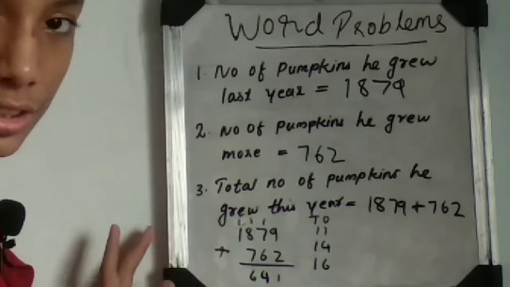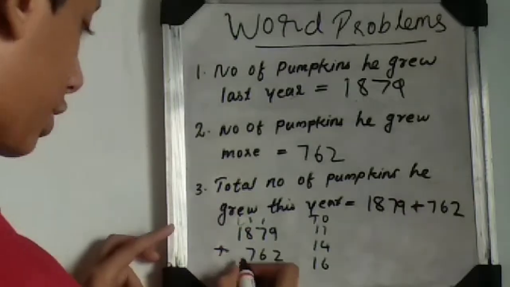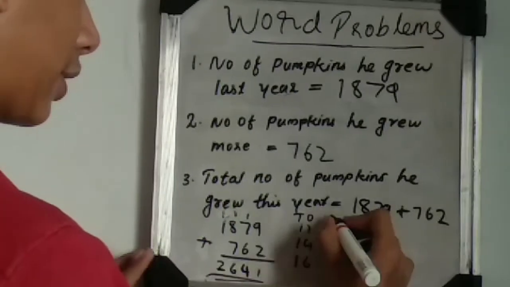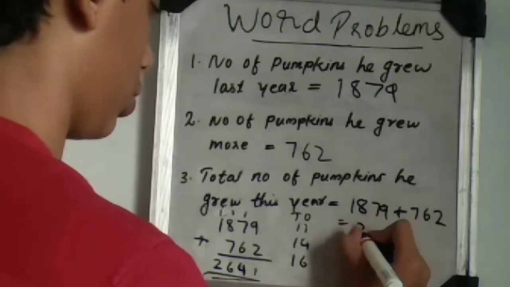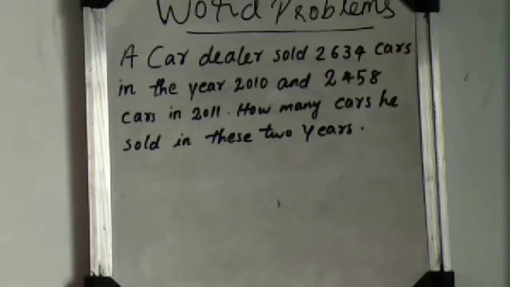1 plus 1 is equal to 2. And there's no number to be added to 2, so we have to write this 2 down here. So the total number of pumpkins he grew this year is 2641. We can do one more question.